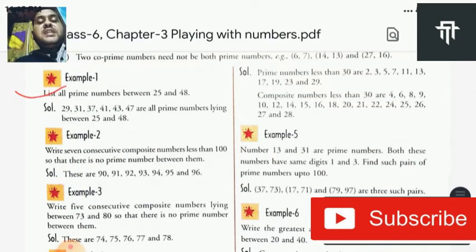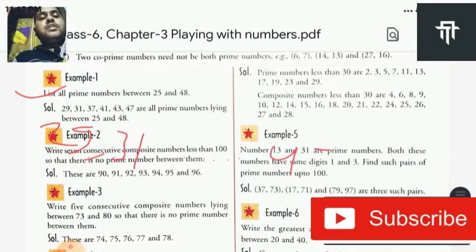Example number 1 is, list all the prime numbers between 25 and 48. So we have to find all the prime numbers between 25 and 48. 25 is not a prime number. After 25 is 26, and we know that 26 is not a prime number. Why? Because it is divisible by 13 and 2. Then we have 27, it is divisible by 3 and 9. Then we have 28, it is not a prime number. Then we have 29. So yes, 29 is a prime number. So the first prime number between 25 and 48 is 29. Then it is 31. Then we can move on up to 47. So these are the prime numbers between 25 and 48.